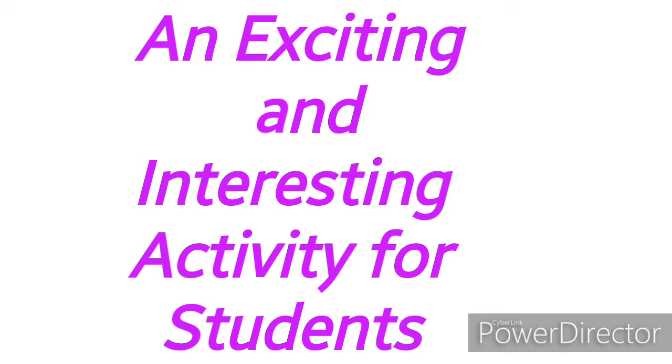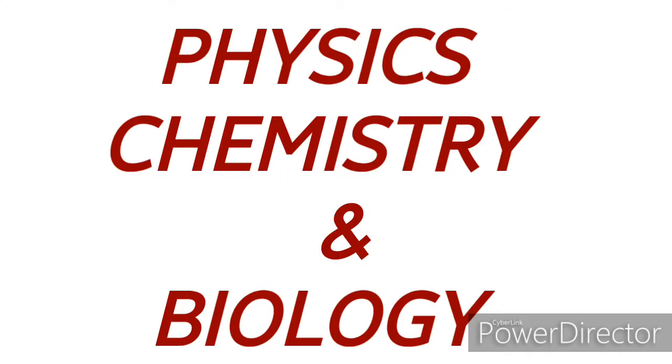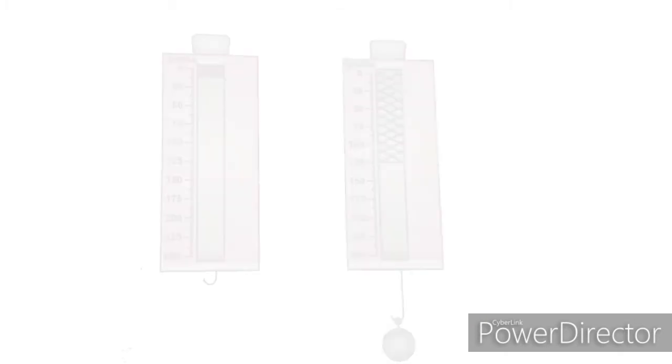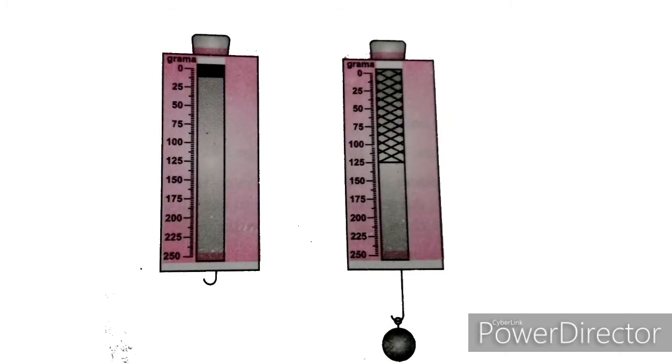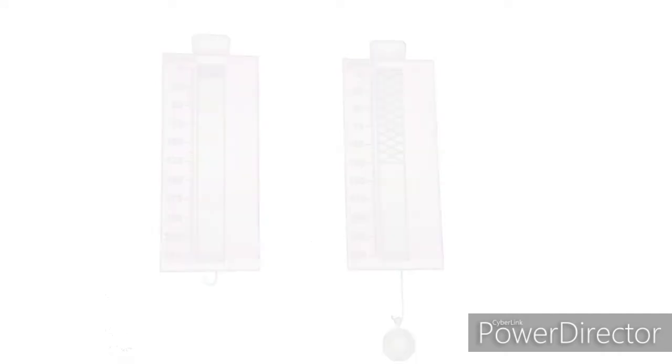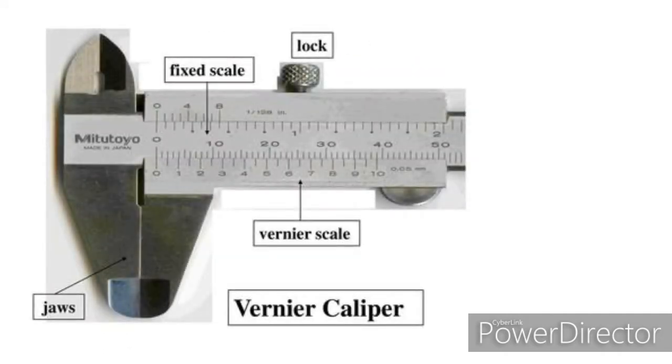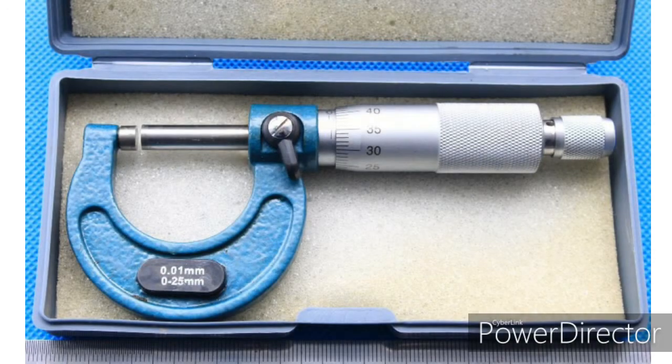Let us see what will be there in a science lab. When you go to a science lab, you will see the apparatus or equipment related to three branches of science: physics, chemistry, and biology. With respect to physics, you will see spring balance, vernier calipers, screw gauge. This kind of instruments will be there in physics apparatus.